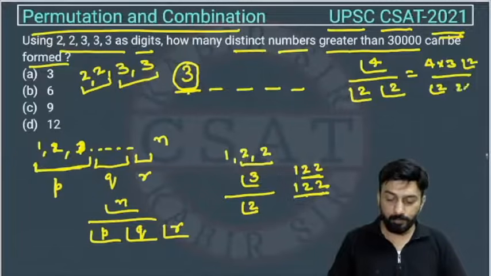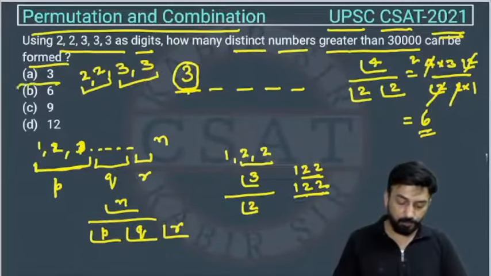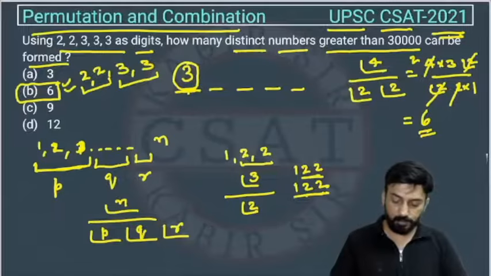And we will open this factorial. This factorial will cut this factorial. This 2 will cut this 4 two times. So this is 6. So the answer is option. So this is the answer. Okay.